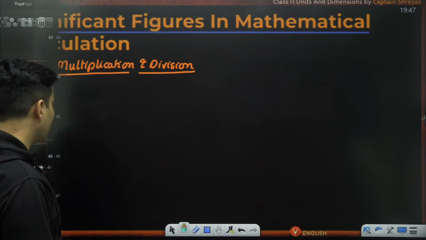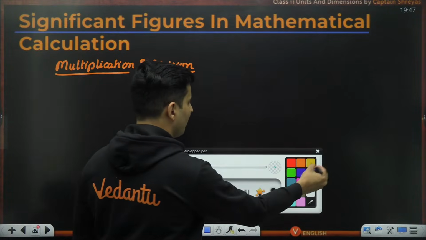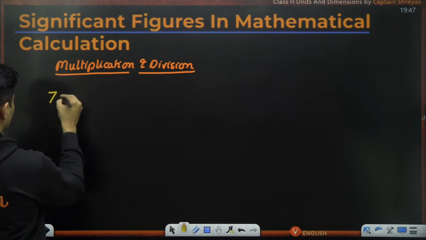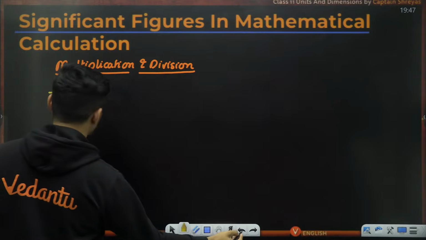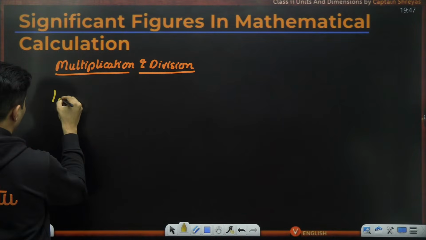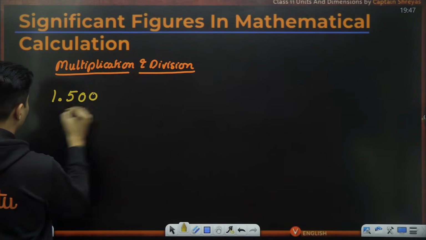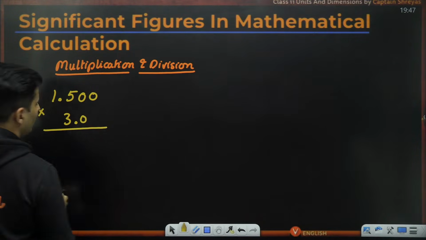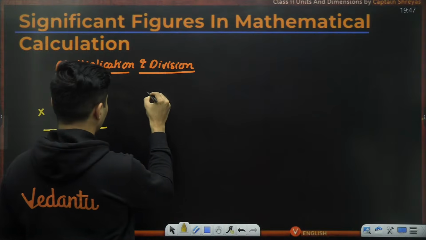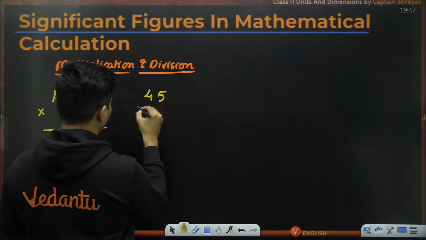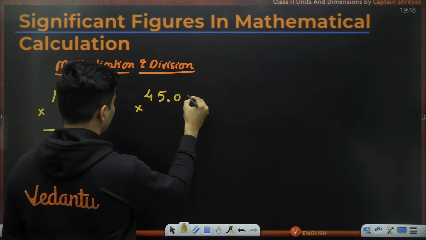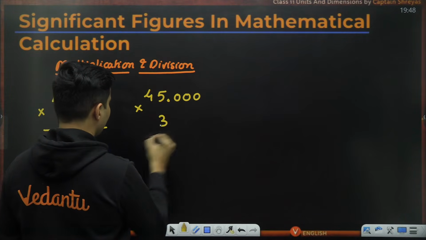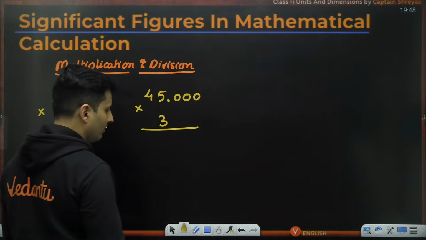Now let's go to multiplication and division. What happens when you multiply and divide? Let's say how to multiply 1.500 multiplied by 3.0. Or you have to multiply 45.000 multiplied by, let's say, 3. Okay, multiplied by just the number 3.